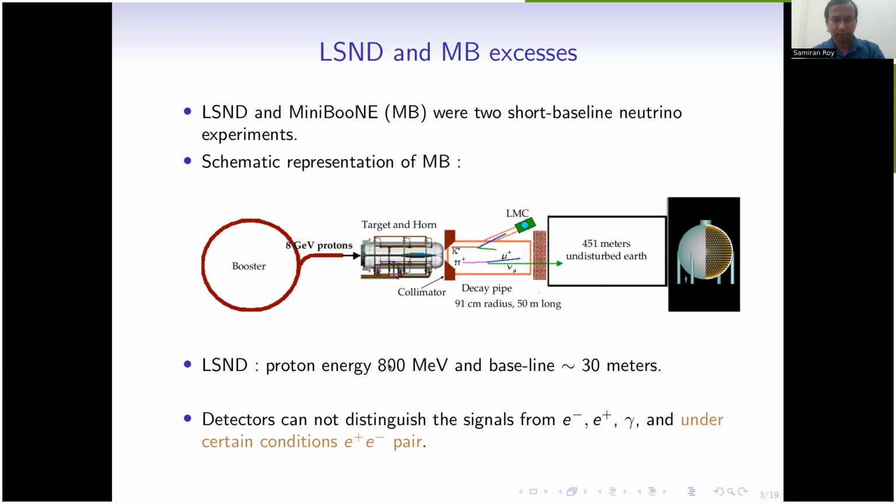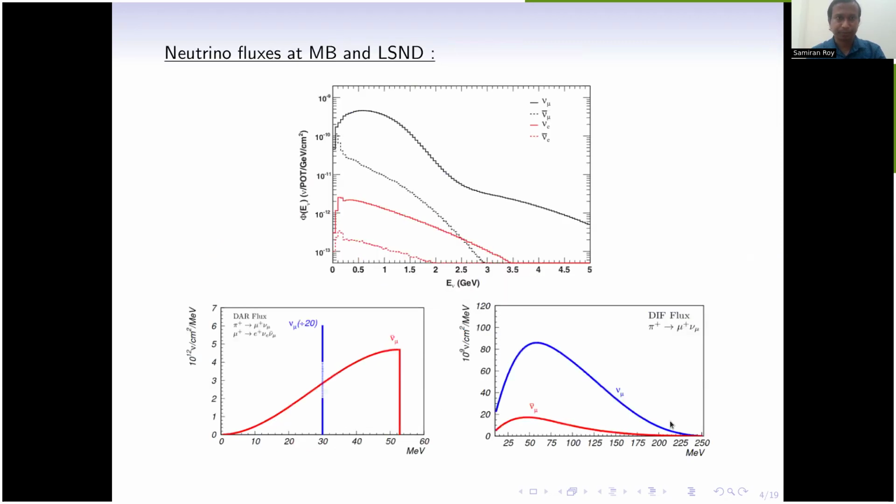For the LSND experiment, the energy of the proton is much smaller, 800 MeV, and the baseline is 30 meters. This scintillator type of detector can't distinguish the signals from electron, positron, gamma, and under certain conditions, the e+ e- pair also. In the upper panel, we show the flux of the LSND and MiniBooNE experiments. This flux peaks around 800 MeV, and we can see that this flux falls rapidly after 1.5 GeV.